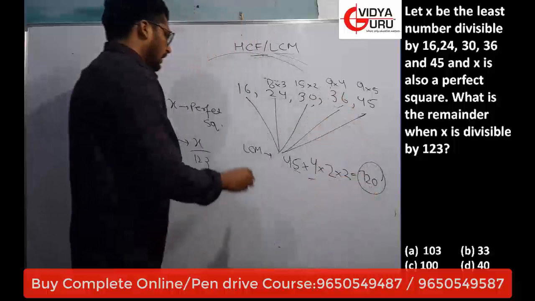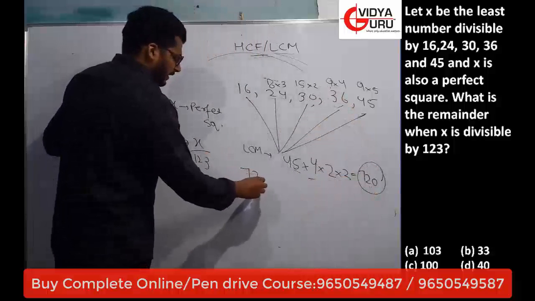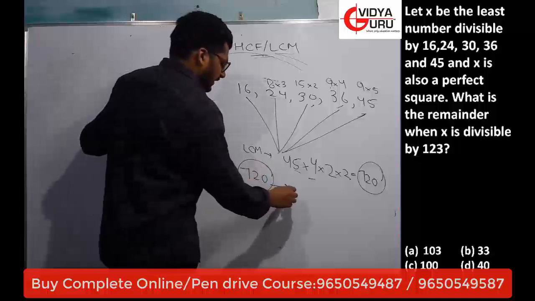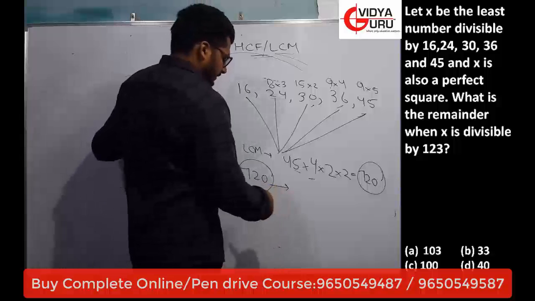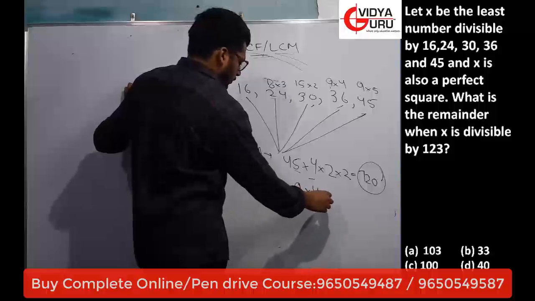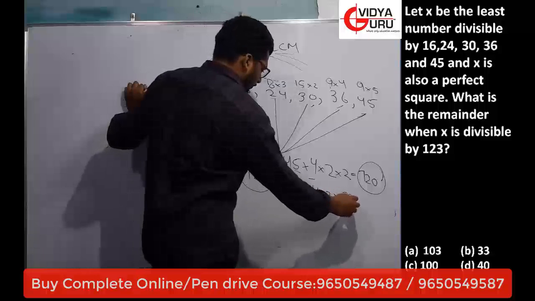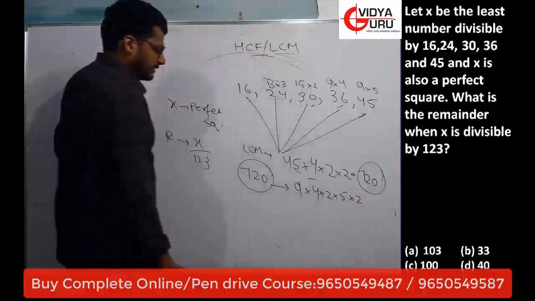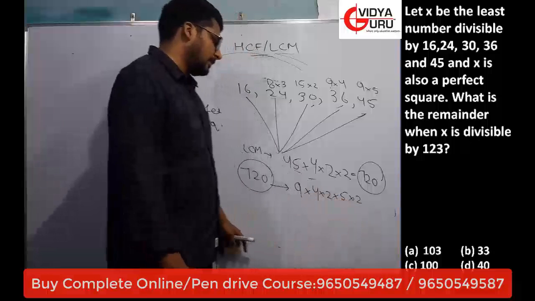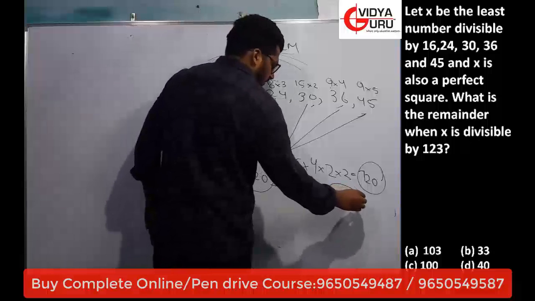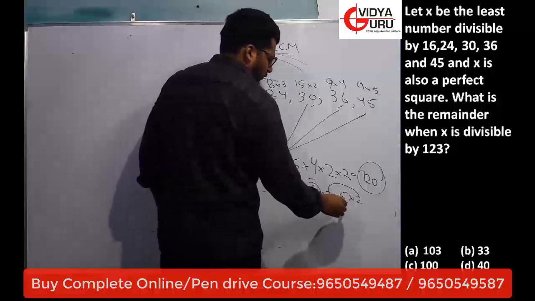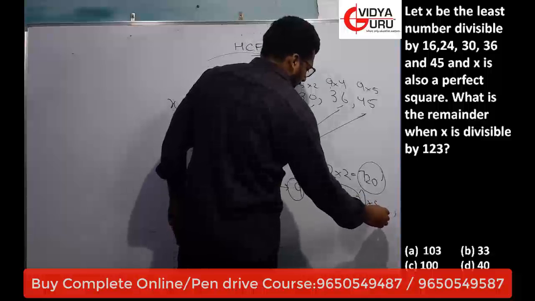Now if I multiply this by any number, it will still be divisible by these numbers. I need to make 720 a perfect square. 720 is not a perfect square, so I need to multiply something. If I break this, I can write it as 9 times 4 times 2 into 5 into 2. 9 forms a pair, 4 forms a pair, 2 and 2 form a pair, but 5 is not forming a pair, so the number will be multiplied by 5.